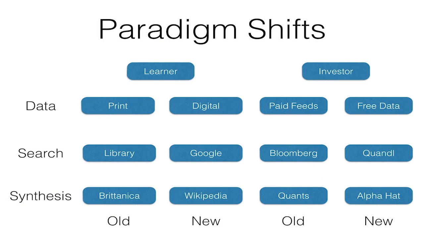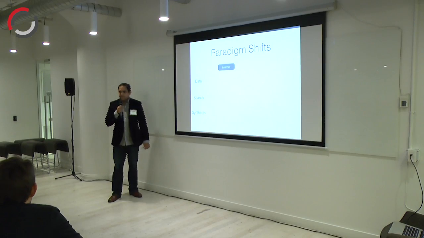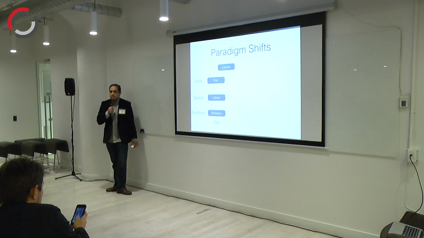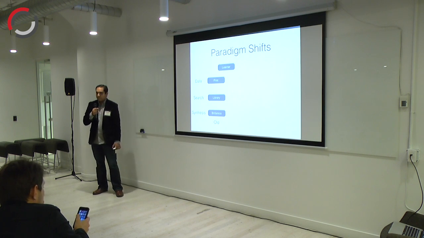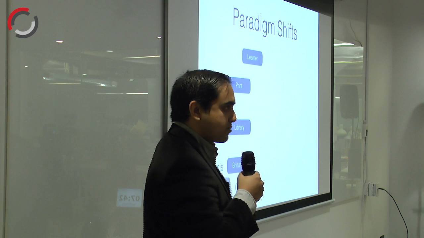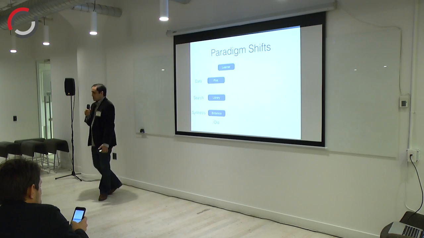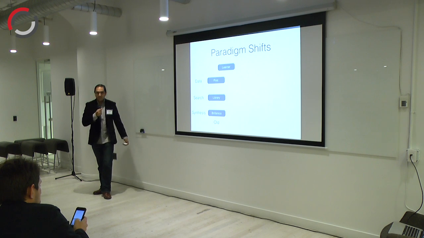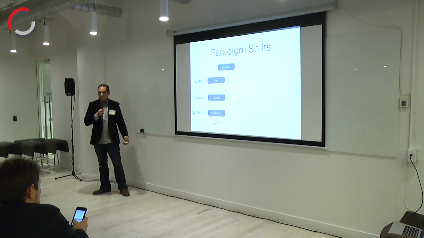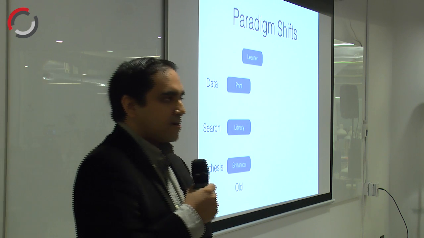And finally, I'll talk a little bit about some paradigm shifts that are going on. So in the past, if you wanted to learn about something, what did you have to do? Underlying data sources were stored in print media. If you wanted to search those data sources, you had to go to some place like a library. And if you wanted to get a quick synthesis of that data, you would go to some place like Britannica, which had paid editors who would then go do that work for you. Now, what does that look like now?